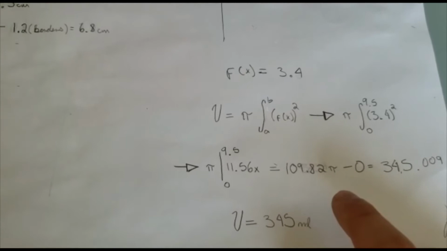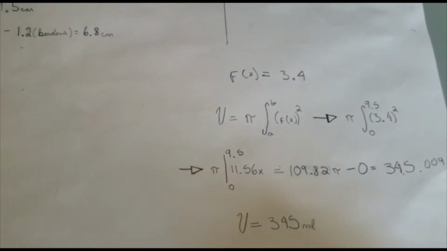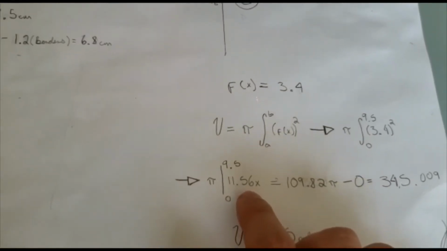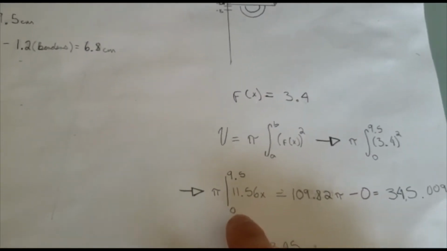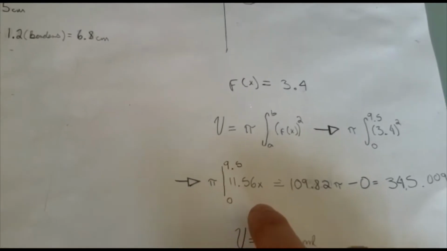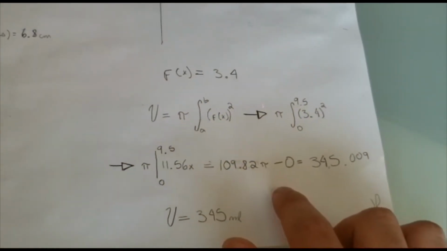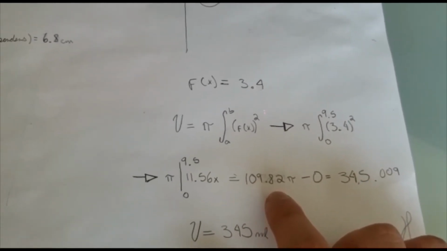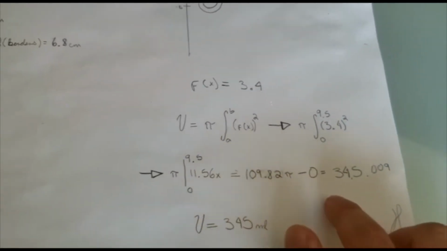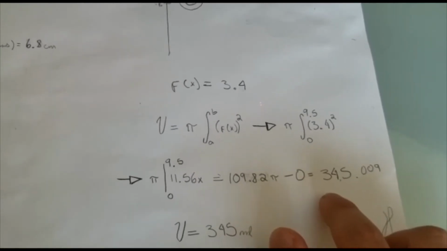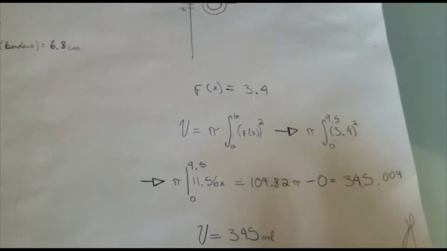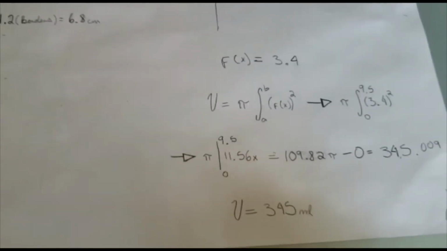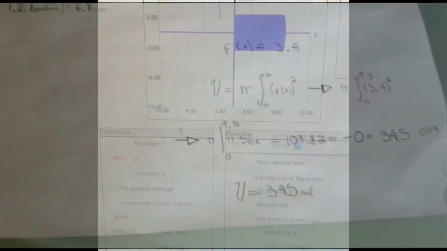When we substitute our final value, we get 109.82 pi, because it's multiplying. And when we plug in the 0, it gives us 0, because it's 0 times 11.656 is 0, times pi is 0 again. So we subtract it and we multiply the 109.82 times pi, and it gives us 345.009, or we round it to have our volume at 345 milliliters.